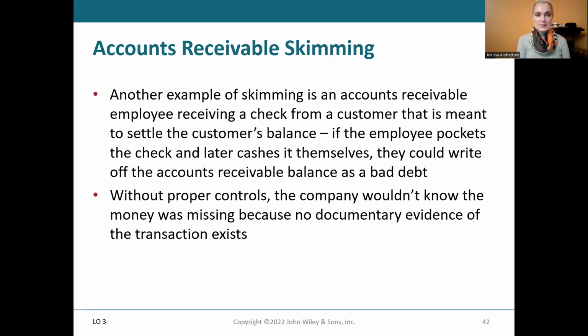Accounts receivable skimming is another type of skimming, and it occurs when an employee receives a check from a customer that is meant to settle the customer's balance, but the employee pockets the check and cashes it for themselves, and then they can write off the accounts receivable as a bad debt. And without proper controls, the company wouldn't know the money was missing because there's no document that the transaction exists or that the company actually received the check.